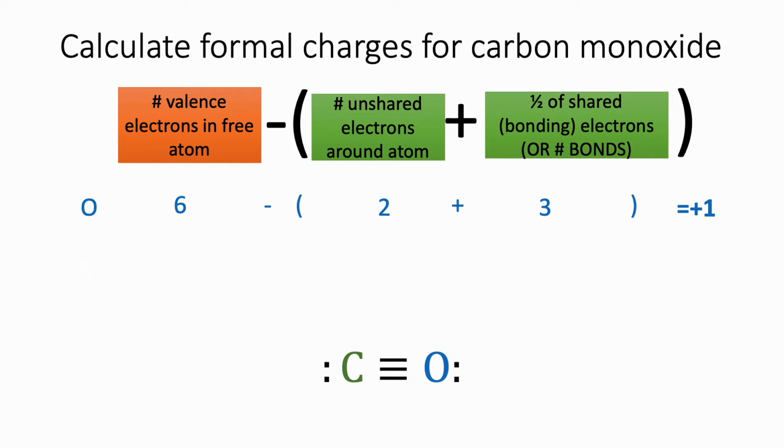Now let's calculate the formal charge on carbon. Carbon generally has 4 electrons in its valence shell. And now if we look at the number of electrons it has in this molecule, it's got 2 unshared electrons again, and then half of our shared or bonding electrons, so that's going to be 3. So we have 5 in the parentheses again. 4 minus 5 is going to be minus 1. So in this molecule, we have plus 1 charge on oxygen and a minus 1 charge on carbon.